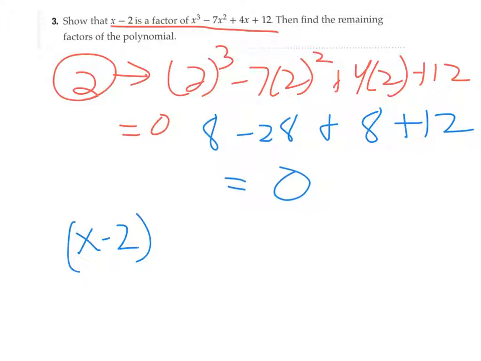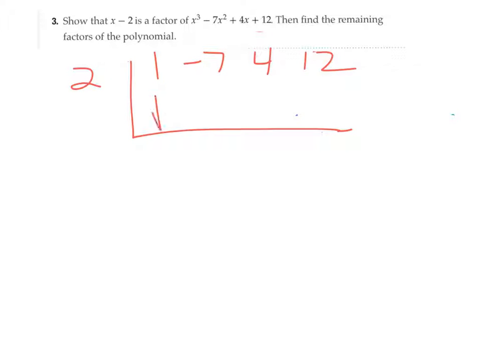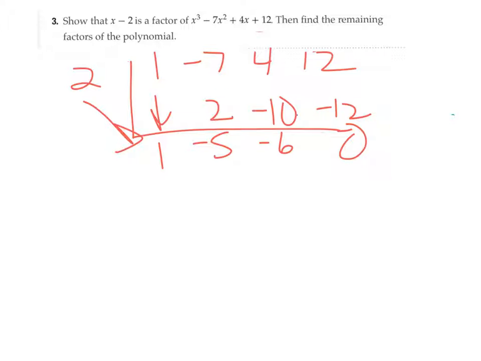So now I'm going to go back and do the synthetic division. The reason I'm doing the synthetic division is because the answer, when it's a remainder of 0, is our other factor. So I put my numbers in here, -1, -7, 4, and 12. I drop down my first number. So I multiply, I get 2. I add, I get -5. I multiply, I get -10. I add, I get -6. I multiply, I get -12. And when I add, I get a remainder of 0.